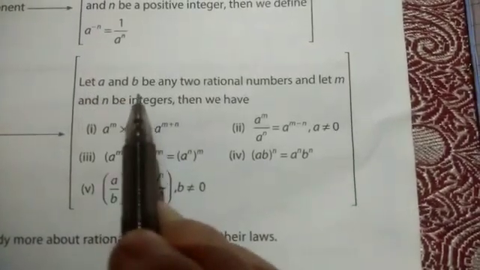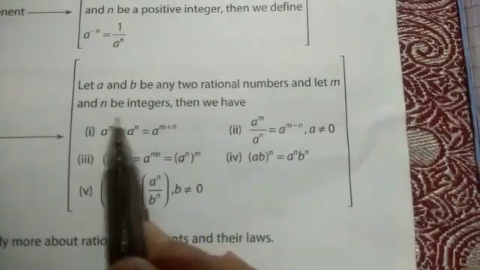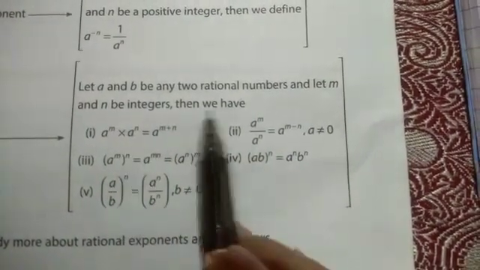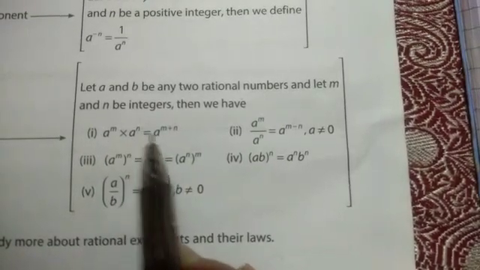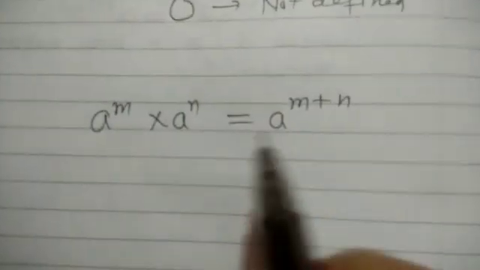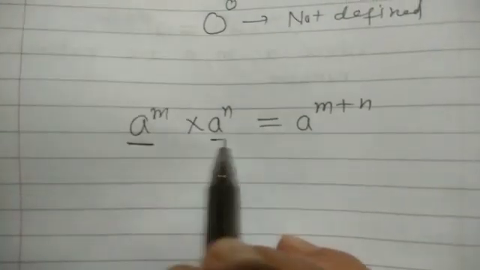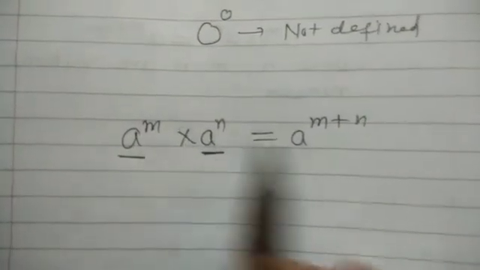Let a and b be any two rational numbers, and let m and n be integers. Then we have the first rule: a to the power m into a to the power n is equal to a to the power m plus n. What I mean to say is, if the bases are the same, then their powers will be added.